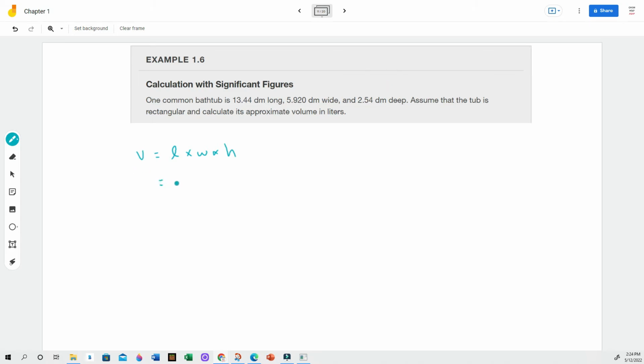So I am going to have 13.44 decimeters times 5.920 decimeters times 2.54 decimeters. Okay, let's just get this in our calculator. So multiplying this gives me 202.0945. A lot of numbers. I know that I shouldn't be keeping all of these numbers. And of course, my units are going to be decimeters cubed here.